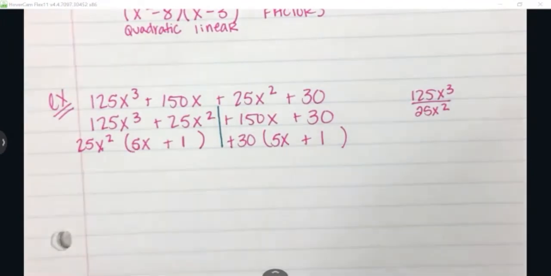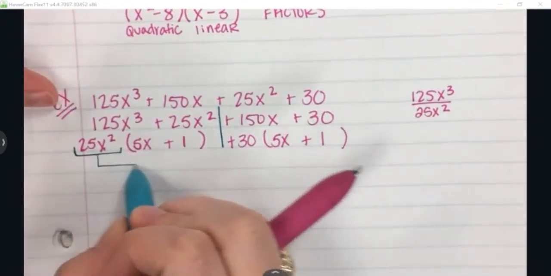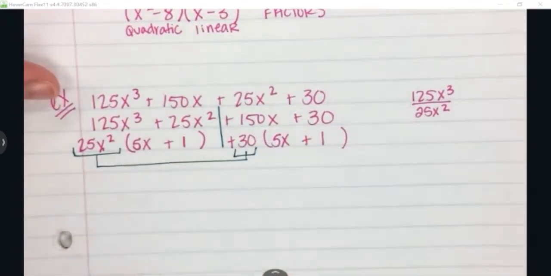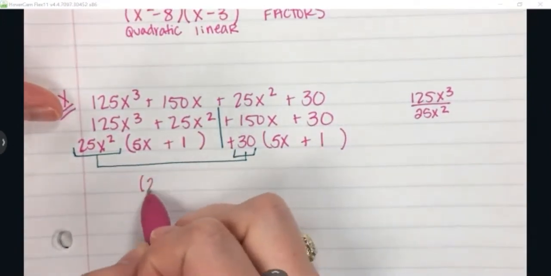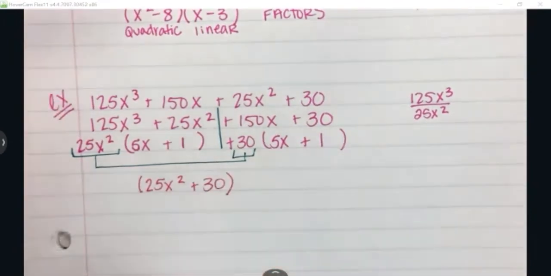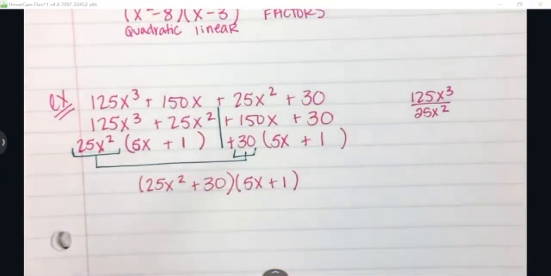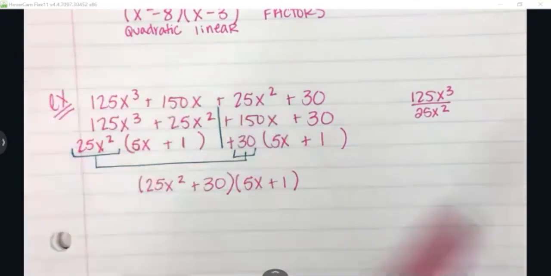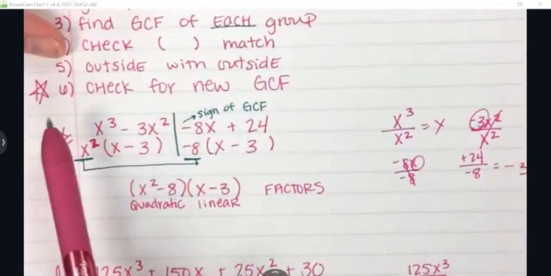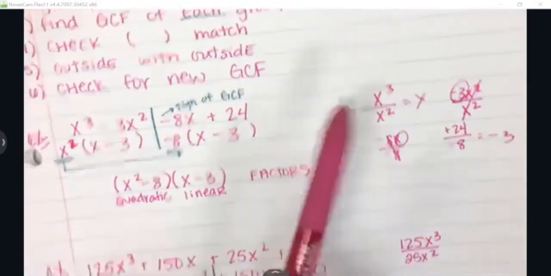Yes. So then let's rewrite my problem. Outside, the GCFs have to go together. So my first parenthesis is going to say 25x squared plus 30. My second parenthesis is going to say 5x plus 1. But here's the problem. That's step number 6 that I told you. You have to check for a new GCF.